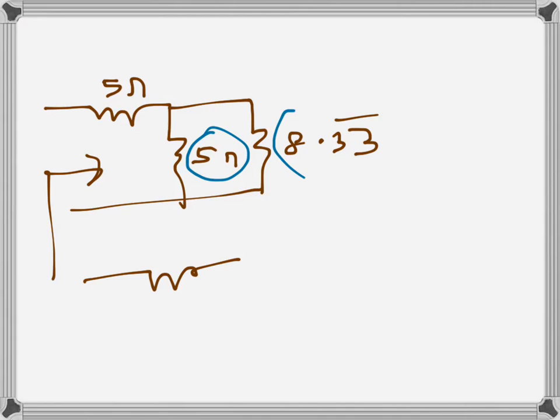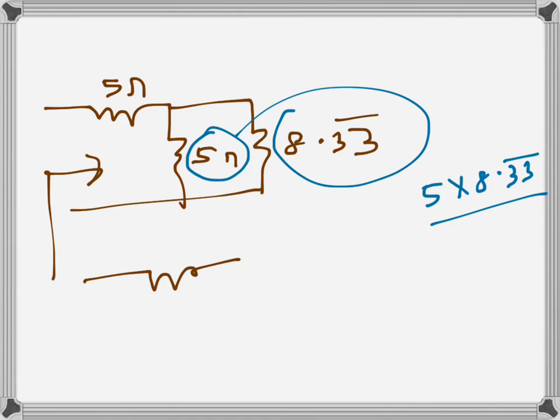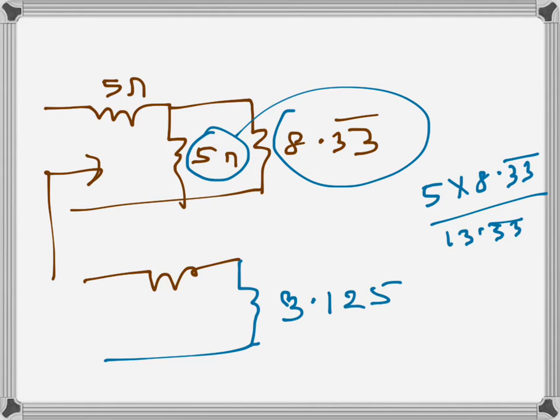So this 5 ohms and this one, these two come in parallel, and the equivalent value is 5 times 8.3333, repeated decimal basically, over 5 plus 8.333, and this one is 13.3333, repeating. So the equivalent value is 3.125. That's 3.125, and this is 8 ohms, 5 ohms.